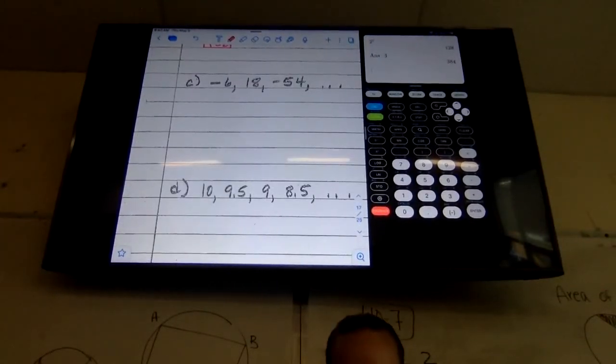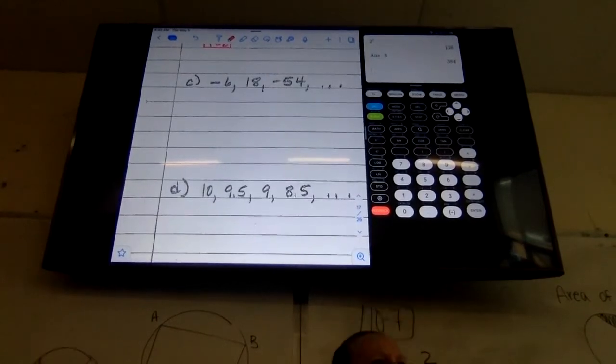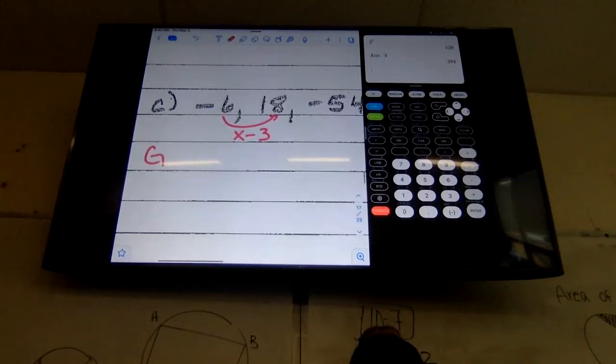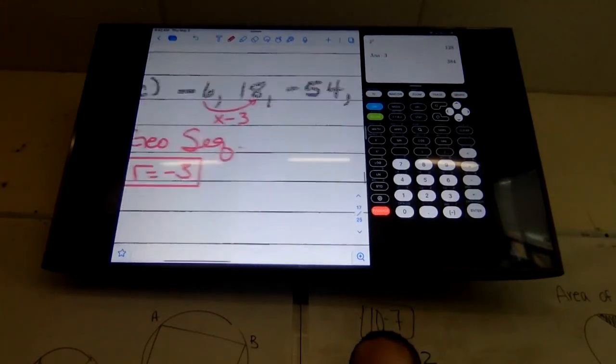All right, what's going on in this next one? Times -3. Good. Which one is that? Geometric or arithmetic? Geometric. All right. Times -3. I could probably try a little harder. There we go. And so my r is -3. Who can tell me my explicit formula?